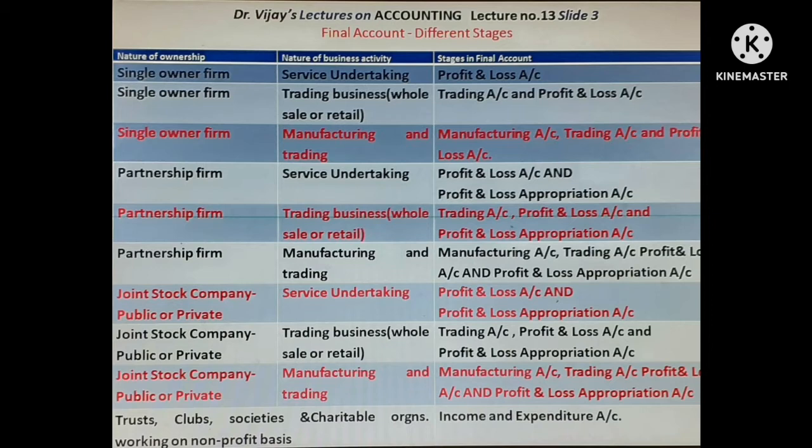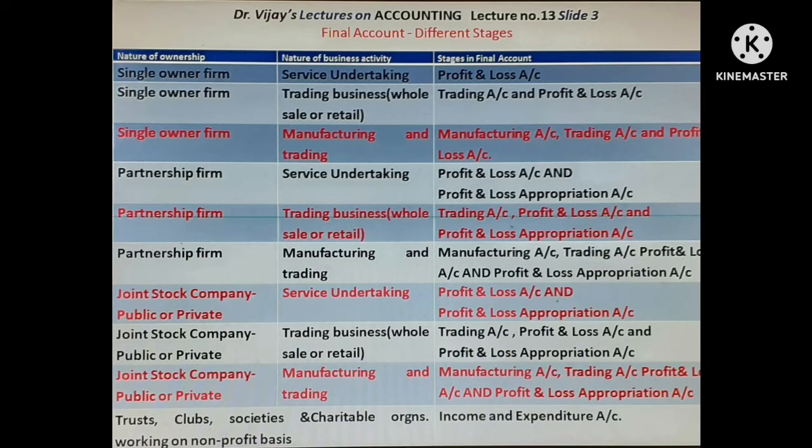Now a single owner firm doing trading business, wholesale or retail, buying something and selling as it is, has to prepare trading account and profit loss account, two stages in its final account. Now third, single owner firm doing manufacturing and trading. It is producing something and selling. Then it should have manufacturing account, trading account and profit loss account. Manufacturing account for finding out the cost of production for the accounting period, trading account for finding out gross profit and profit loss account for finding out net profit.